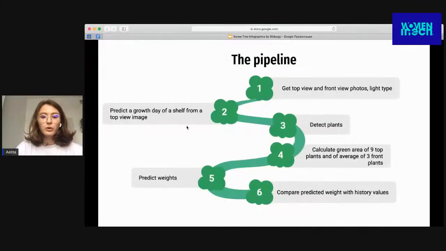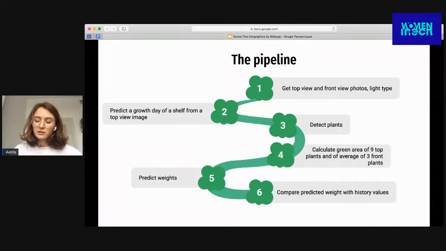Let's one more time review the whole pipeline of our so-called model. Firstly, we need to get top view and front view photos and the light type, then predict the growth day of a shelf from a top view image. Why top view? Because we tried several models for predicting a growth day, and the one that uses the top view image demonstrated smaller error rates. Then we detect plants. Then we calculate the green area of 9 top plants and the average of 3 front plants.